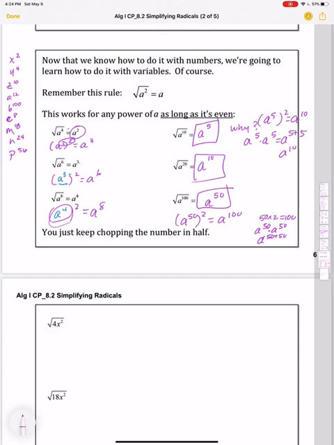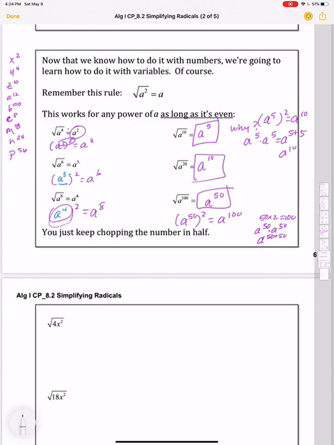So how do you know if a radical with an exponent is perfect? You know it's perfect if, and only if, its exponent is even. And to solve that, you just have to divide the exponent by half.